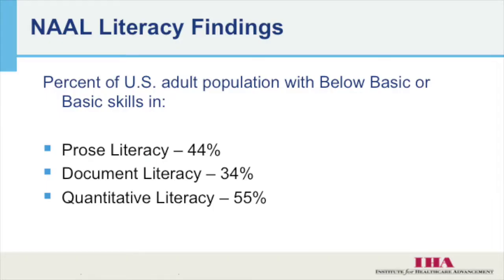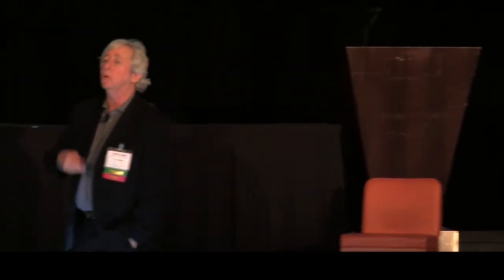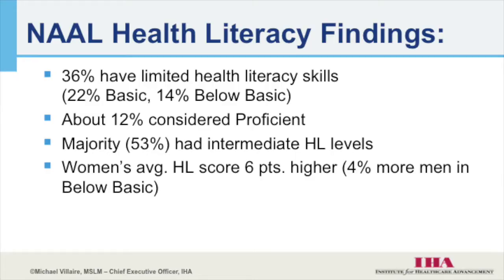And here's the kicker: quantitative literacy, also known as our old friend numeracy. As we said, we were going to look at this again. 55%, more than half of the adult population, falls into the bottom two categories. So when I asked you earlier who was good at math and you didn't raise your hand, you can feel a little better about yourself because you're in good company. More than half of us fall into the bottom two categories when it comes to our quantitative literacy, or our skills in numeracy. All right? So now let's look at health literacy.